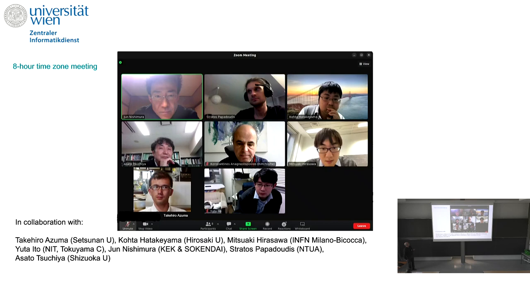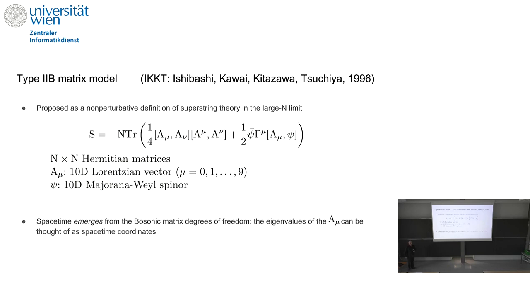So my talk is somehow a continuation of June's talk. This is the IKKT model that he described to us today. It's a matrix model. It's composed of N by N Hermitian matrices. Ten of them are forming Lorentzian vectors, and 16 of them are fermionic.